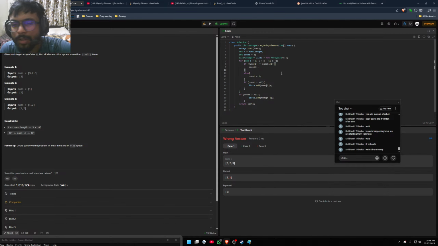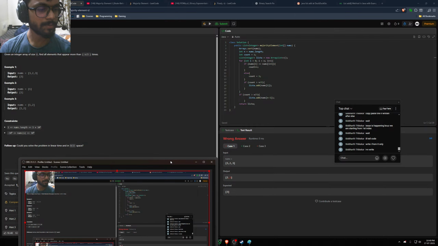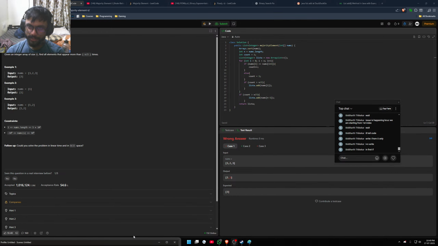But see, the thing is, I will be 0. But if the index size is also like I lesser than 1, okay. But if I is lesser than 1, it won't work. It'll throw an index out of range. In first if, right? Yeah.